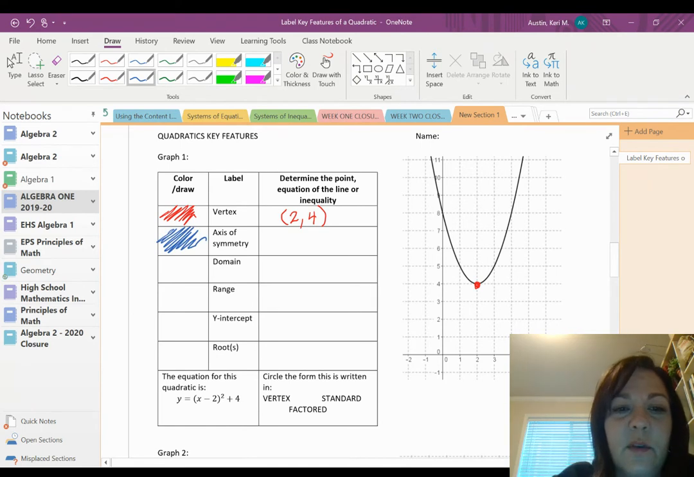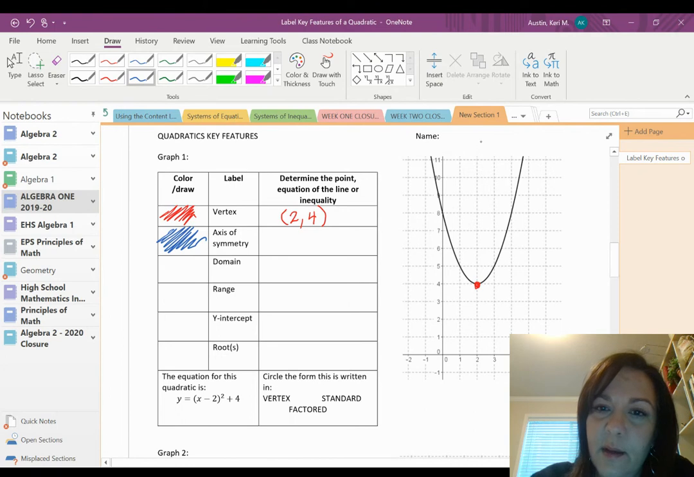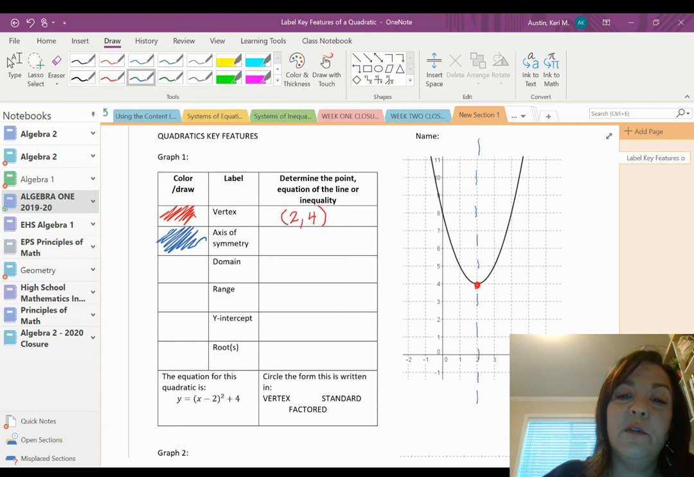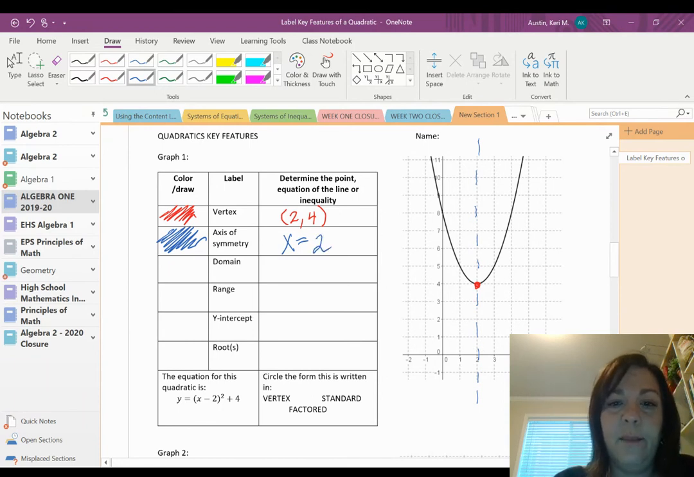Let's use blue for the axis of symmetry. The axis of symmetry is the vertical line that cuts the parabola in half, the line of symmetry, a mirror image on both sides. That's actually a line, so we have to write the correct equation for a vertical line, which is x equals whatever number it's going through. If you look right here, it's going through 2, so x equals 2.